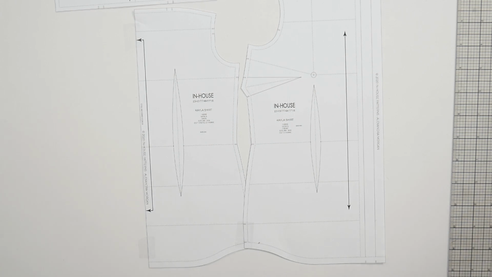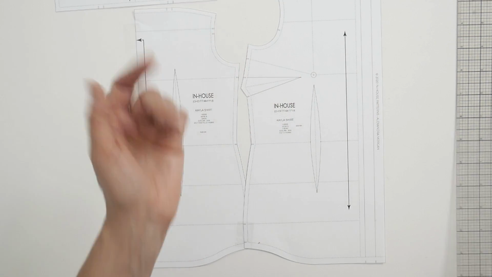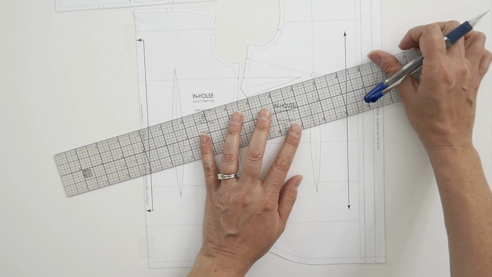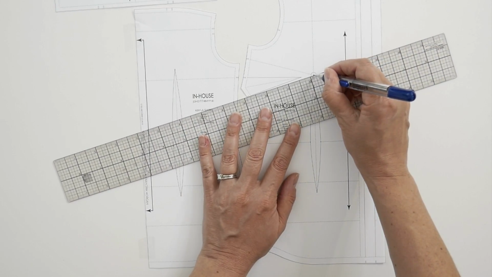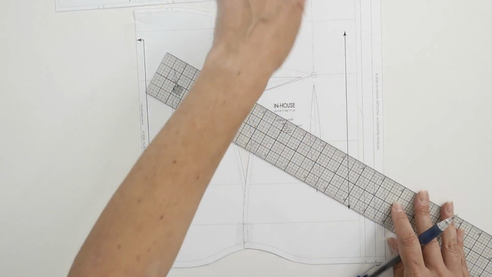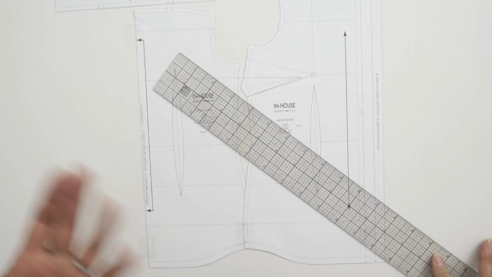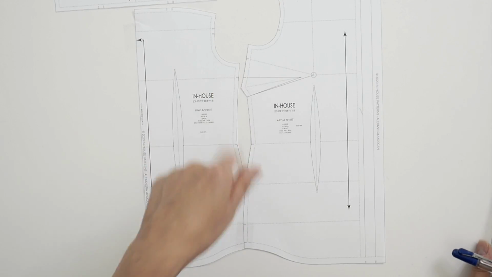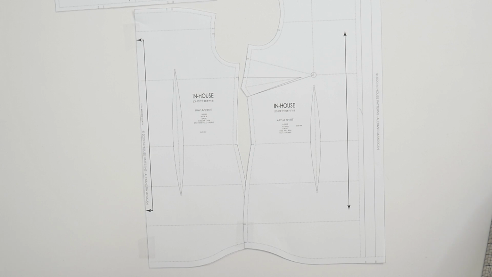Now of course, when you close out a dart, the volume has to go somewhere. So I'm just going to draw a slash line that goes to the bust point here. And I'm going to open up this dart at the top just so that you see how this dart can shape itself at the side seam here.